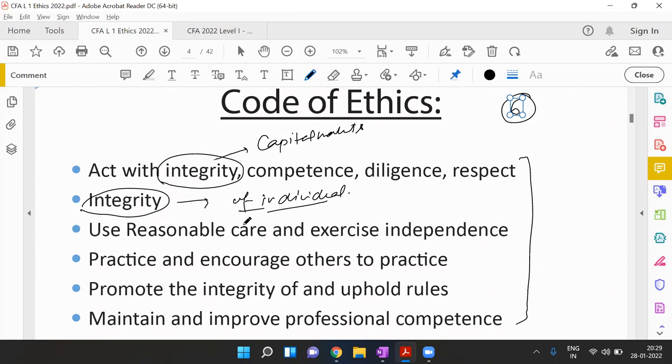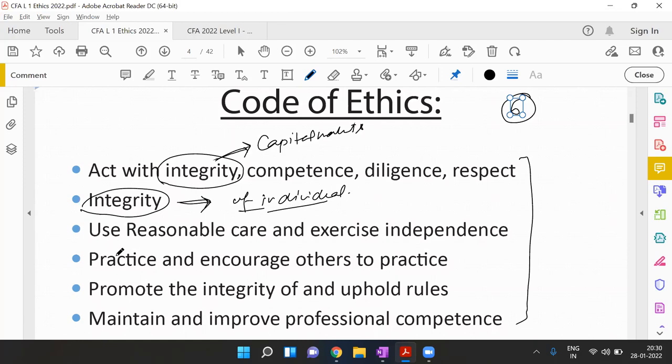What do you mean by integrity of capital markets here? If you're involved in any sort of price rigging or manipulation, you're compromising the integrity of capital markets. So in the first point I was talking about integrity of the global capital markets, and in the second point I was talking about integrity of individuals.